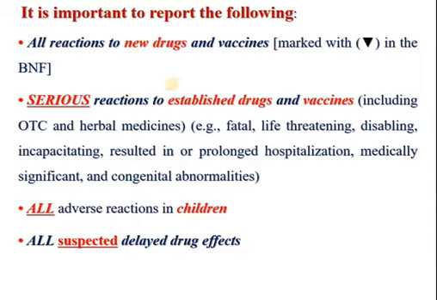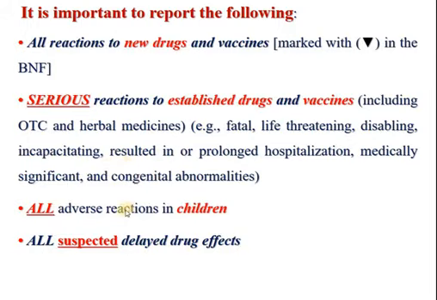The second type of reports includes serious reactions to established drugs and vaccines, including over-the-counter substances and herbal and supplementary medicines. This includes fatal, life-threatening, disabling, incapacitating events, events that resulted in or prolonged hospitalization, medically significant events, and congenital abnormalities produced by the use of these agents. All these events, whether confirmed or suspected, whether they are directly related or indirectly related to the use of the drugs or vaccines or supplementary material, if they are serious, should be reported directly to the pharmacovigilance authority.